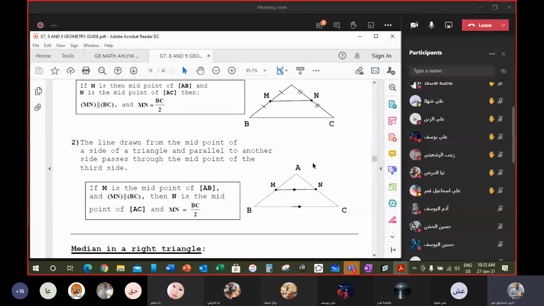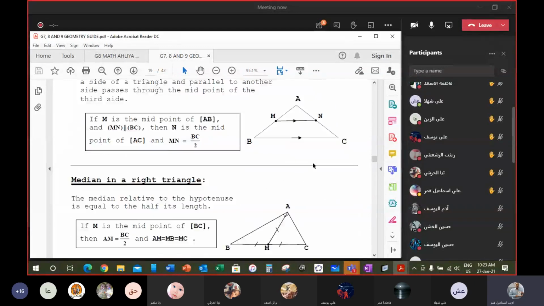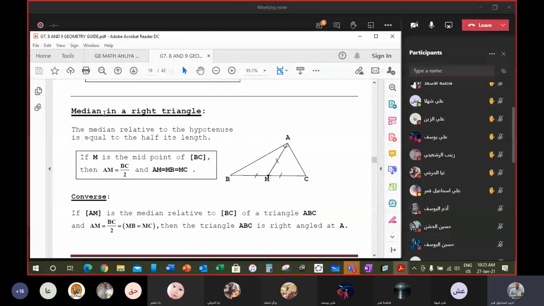Median relative to the hypotenuse in a right triangle. AM is the median relative to the hypotenuse in right triangle ABC, which is right-angled at A. Then AM equals BC over 2. So AM equals BM equals MC. We worked on this in an application.